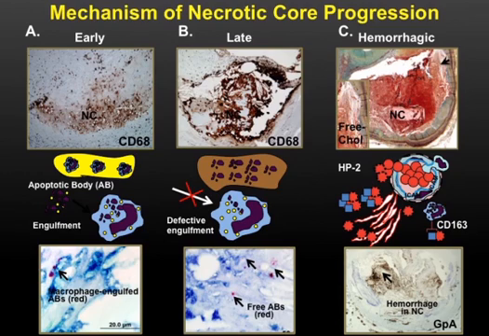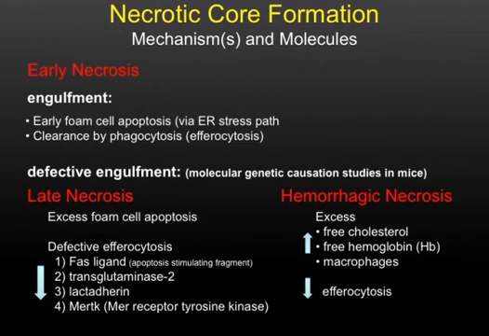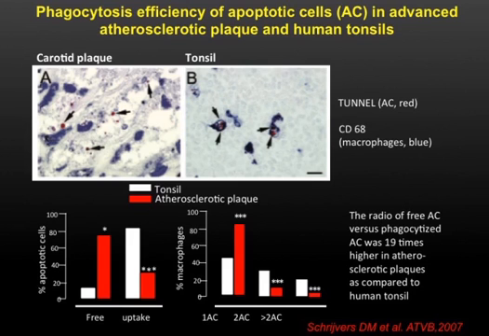We also believe that hemorrhage plays a very important role, and free cholesterol tends to come from red cell membranes, and I won't address this here. So overall, if you look at early necrosis, engulfment, foamy macrophages undergo ER stress. Clearance of the phagocytes occurs through efferocytosis. Defective engulfment has been shown in late necrosis, occurring from excessive foam cell apoptosis, and there is defective efferocytosis, and these are the various ligands involved. And of course, hemorrhage also gives rise to free cholesterol, free hemoglobin, macrophages, and decreased efferocytosis.